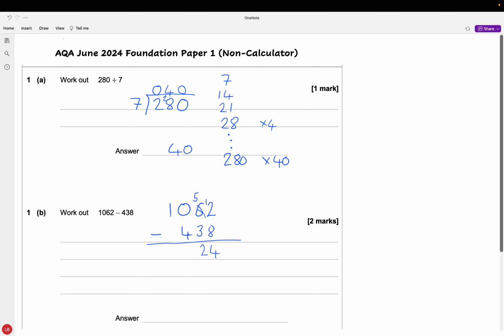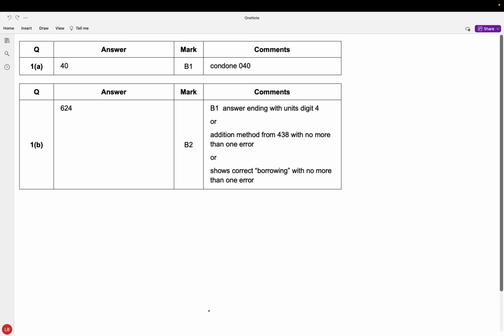0 take away 4, we have to do borrowing again, so we'll reduce that down to a 0 and carry the 1 across. So now it's 10 take away 4, which is 6. And 0 take away, well, there's nothing here, so 0 take away 0 is 0. So there is our answer, 624.